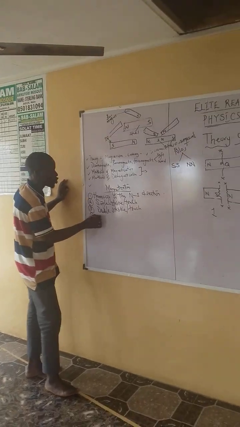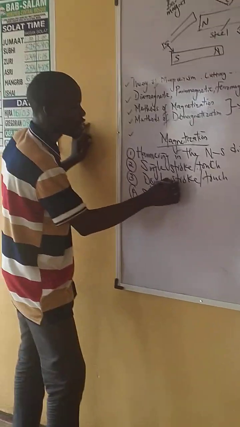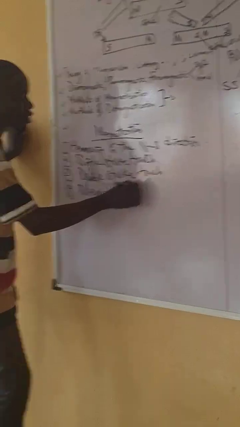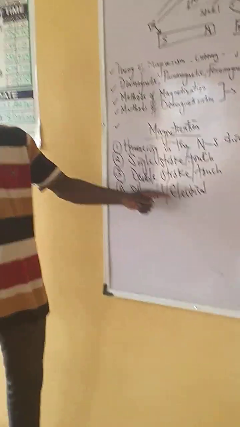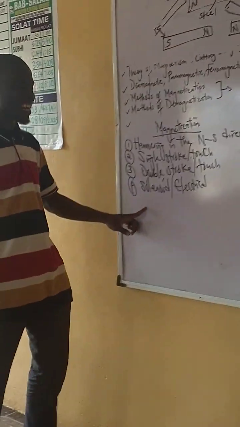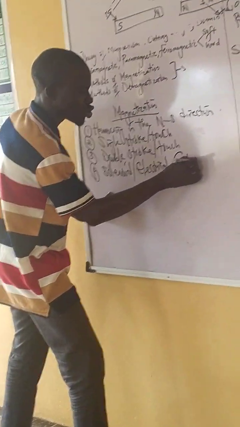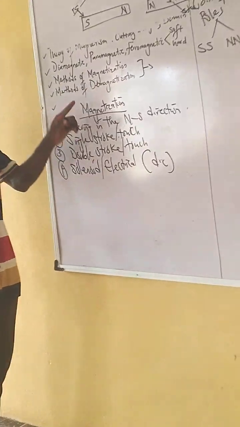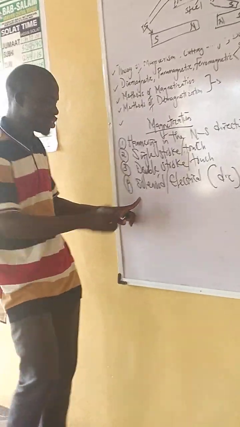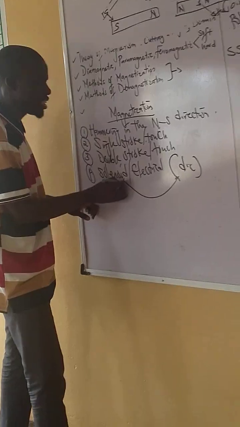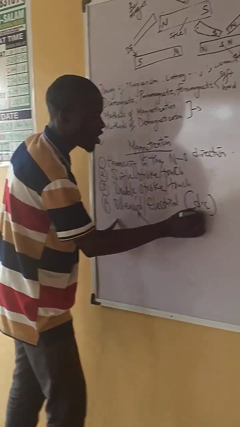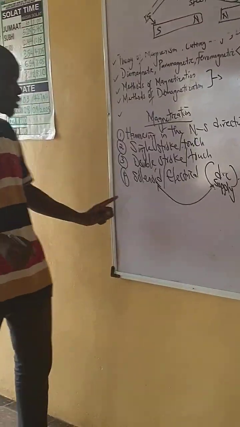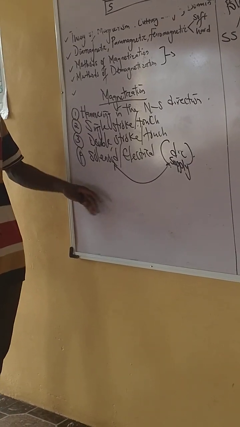We can also use the solenoid method. We call it the solenoid or electrical method. What do we do in the electrical method? If you want to magnetize, you connect the solenoid to a DC supply. You get that? So that's it. We still have more, but these are the major ones.